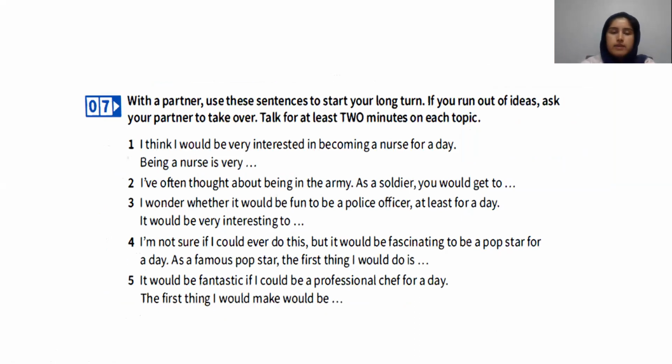And exercise 7 says, with a partner, use these sentences to start your long turn. If you run out of ideas, ask your partner to take over. Talk for at least 2 minutes on each topic.